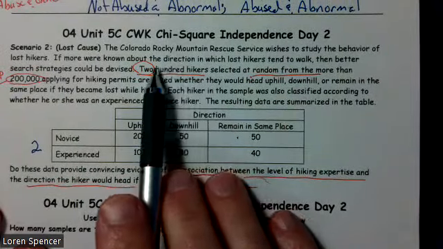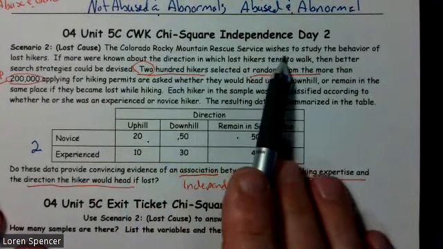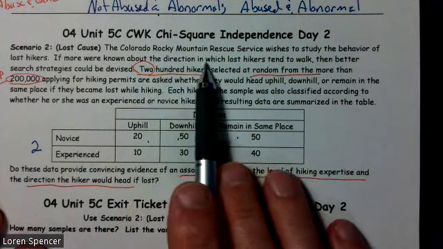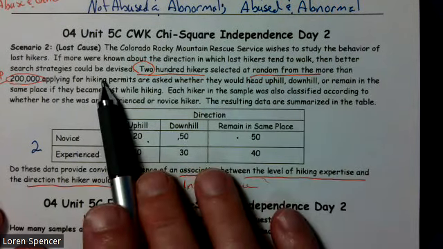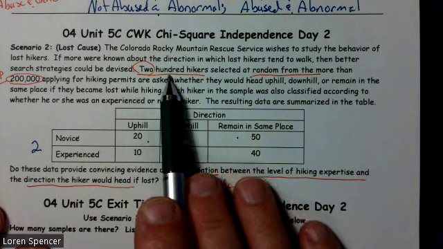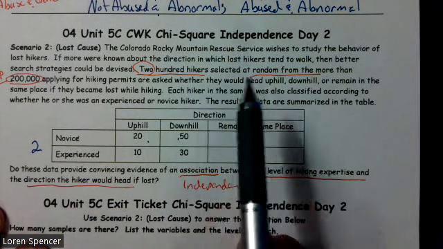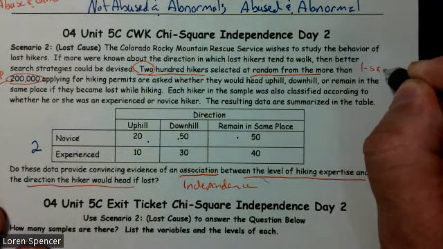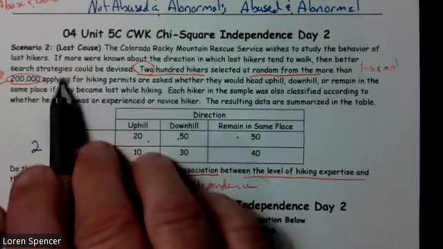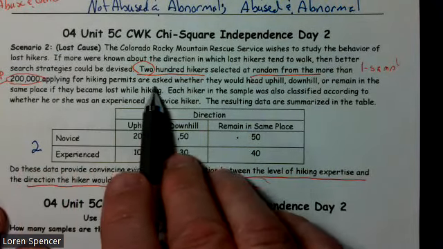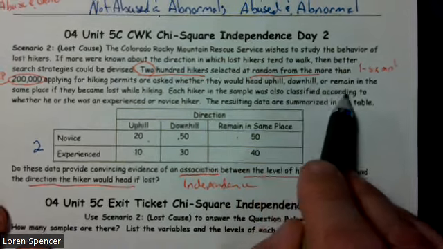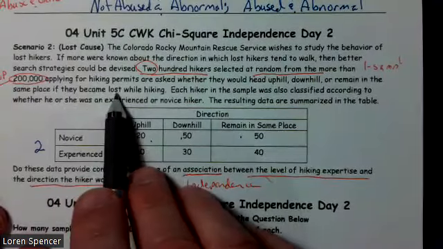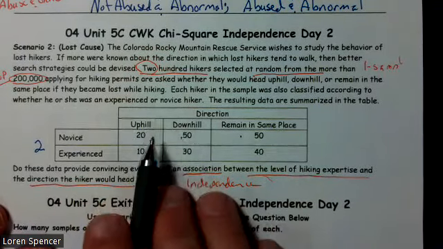When we read our lost cause, the Colorado Rocky Mountain Rescue Service wishes to study the behavior of lost hikers. If more were known about the direction in which lost hikers tend to walk, then better search strategies could be devised. 200 hikers selected at random. So there's one sample. Do we have any others? From the more than 200,000 applying for hiking permits, people are asked whether they'd head uphill, downhill, or remain in the same place if they became lost. That's my population. Well, that looks like just one sample.